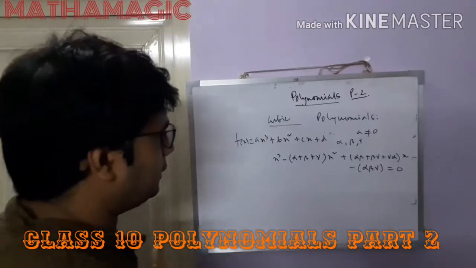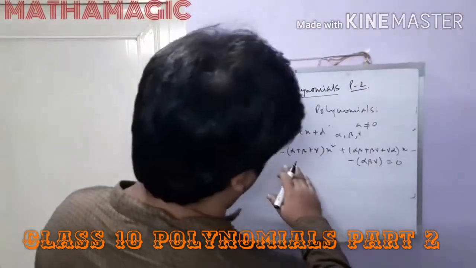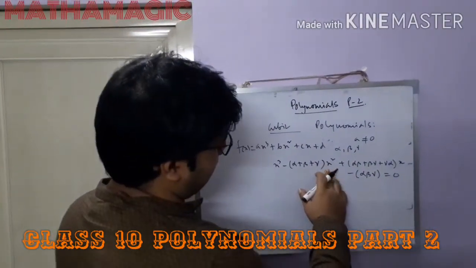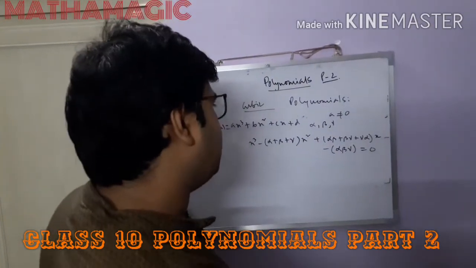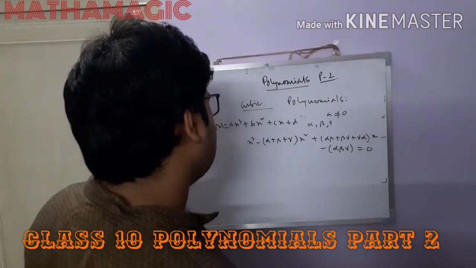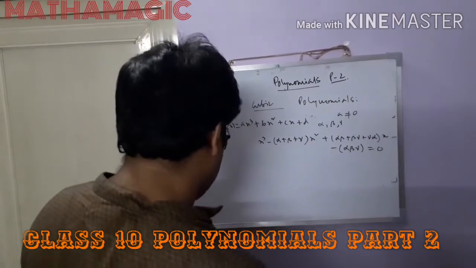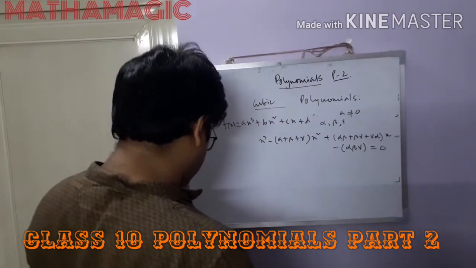This is how it works. So x cube minus alpha plus beta plus gamma into x square plus alpha beta plus beta gamma plus gamma alpha into x minus alpha beta gamma equals 0. Please note it down so that you can move to the problems.